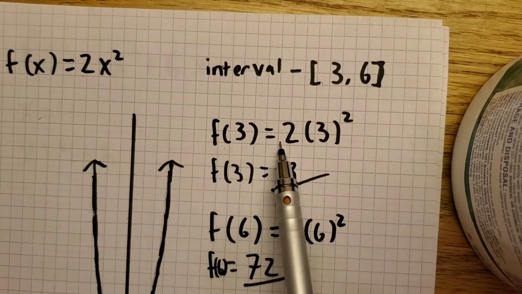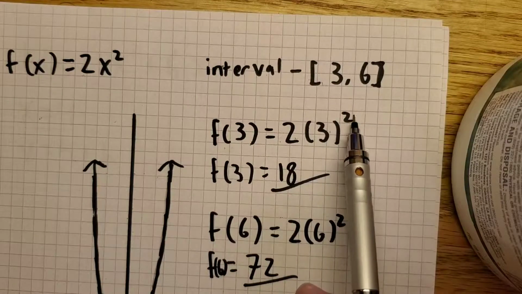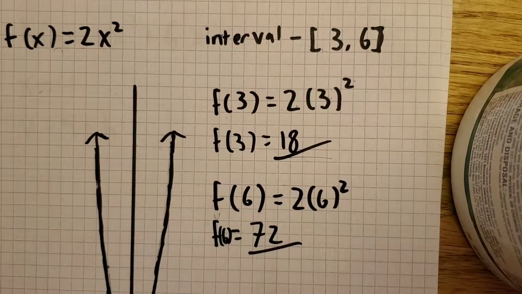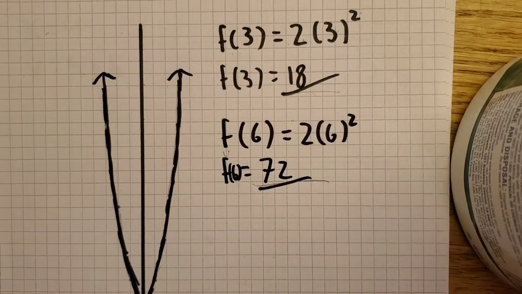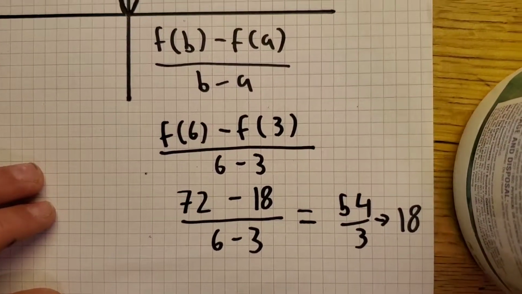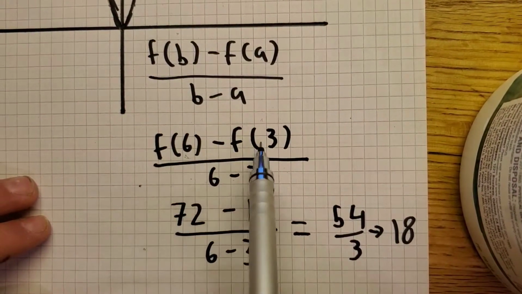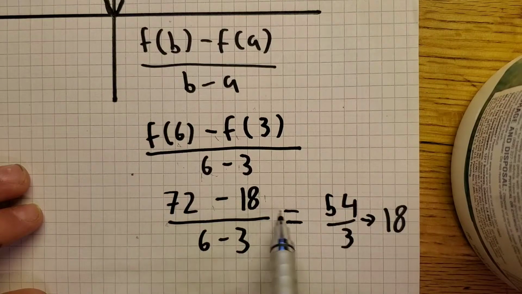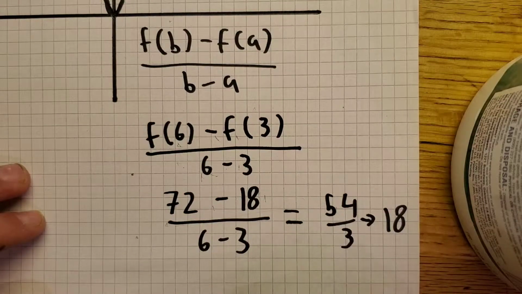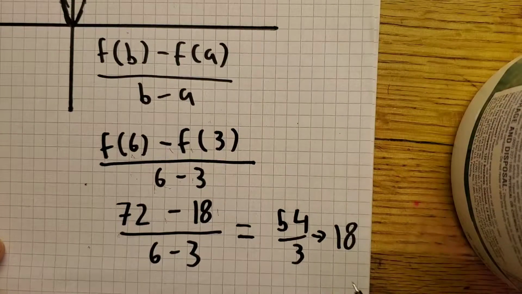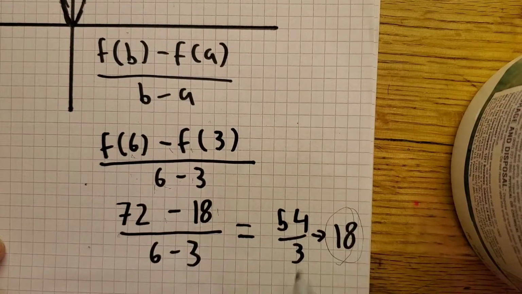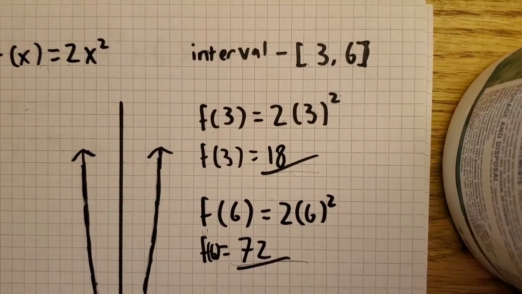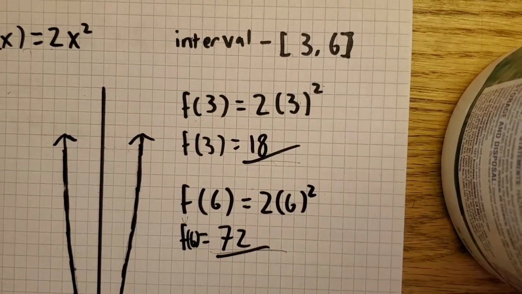So f of 3 equals 2 times 3 squared, as it says here, which gives you 18, and then f of 6 equals 72. And basically, you can go all the way down here, and then you plug in your values. f of 6 minus f of 3 over 6 minus 3, or 72 minus 18 over 6 minus 3, which gives you 54 over 3. 54 is divisible by 3, so you can simplify it to 18. And the average rate of change between the interval 3, 6 would be 18.